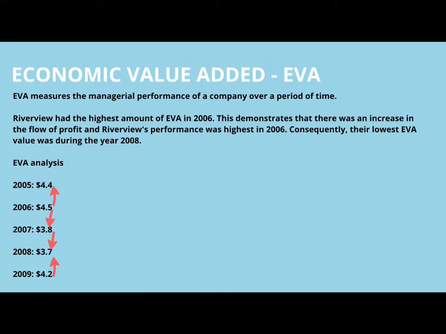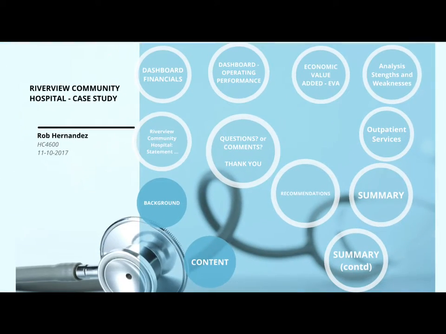Now, economic value added measures the managerial performance of a company over a period of time. Now, Riverview had the highest amount of EVA in 2006. This demonstrates that there was an increase in the flow of profit, and Riverview's performance was the highest in 2006. Consequently, their lowest EVA value was during the year 2008.